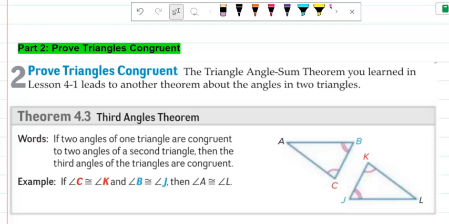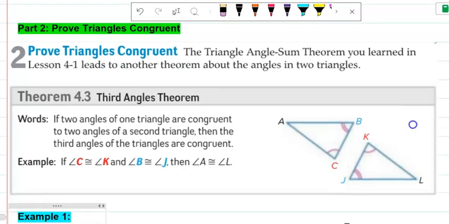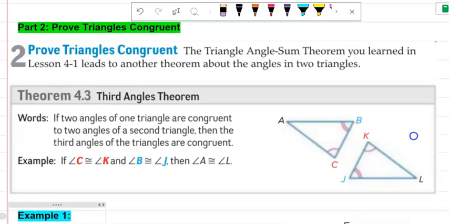Okay, so one new property that we have to go over first before we can start with our proofs. I know you're excited and chomping at the bit to start them again, is the Third Angles Theorem. The Third Angles Theorem says that if we have proven that two angles of a triangle are the same, then the third has to be the same. So for example, we have this diagram here.